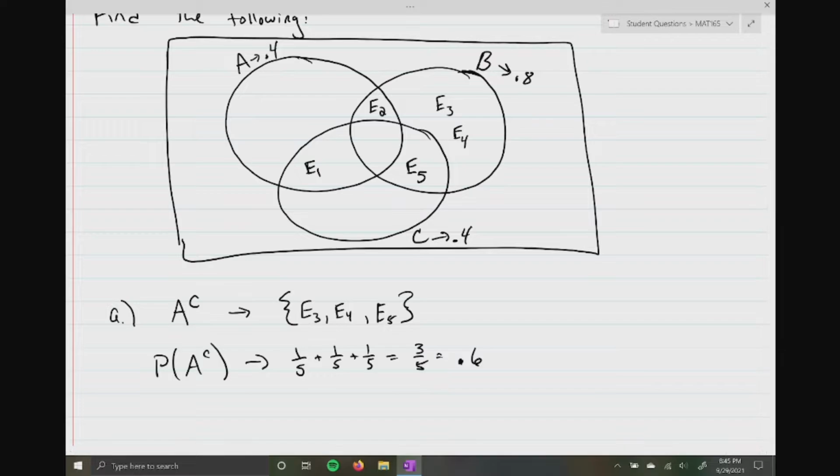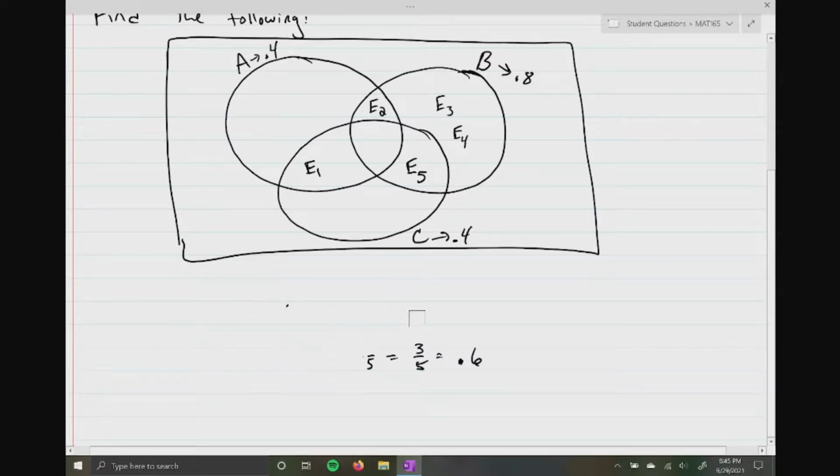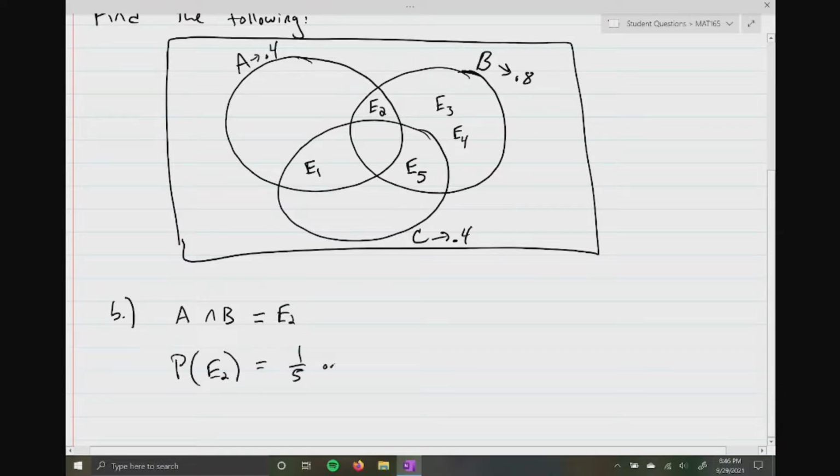Now we're going to do part B. All right, so here's B. B asks for the intersection between A and B. Well, the intersection between A and B is only one event, and that is event 2. Sorry, let me write that better. And then the probability of getting only event 2 is going to be 1/5 or 0.2. Okay?